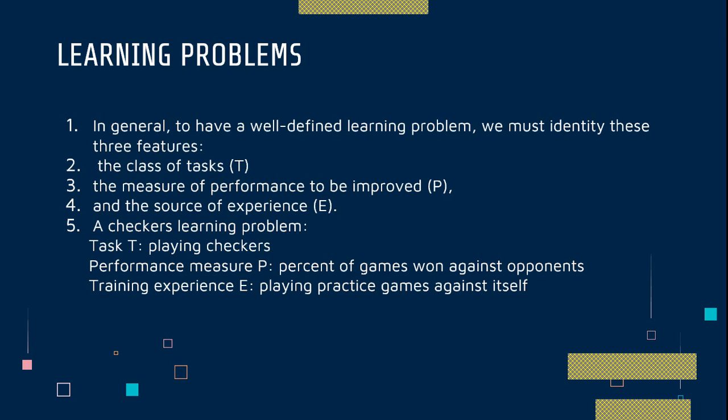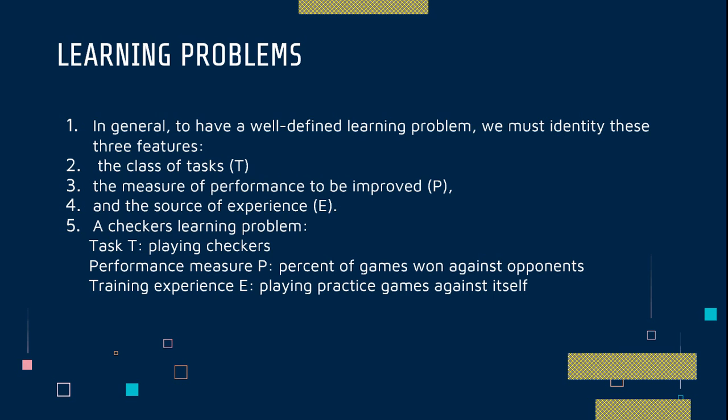Then performance measuring: how can you measure the performance? There is a P, that is the percentage of games won against the opponent. So how can you decide who is winning and who is losing the match, or how can you calculate the performance of your AI-based agent and that particular human being? Based on the percentage of games he has won and lost.